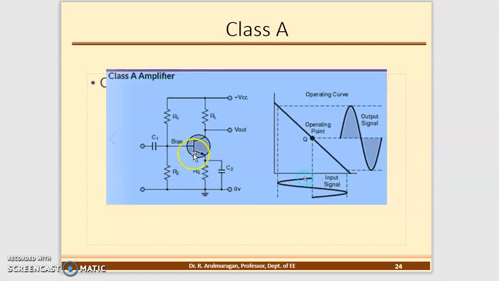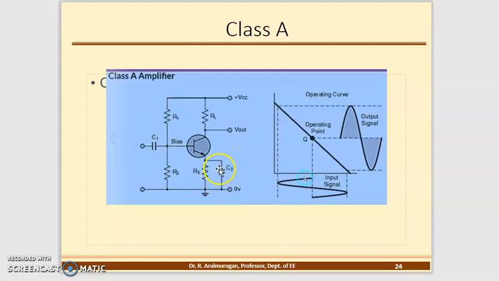Further, we added resistance on the base side, another on the load side, the output side, and another one is the bypass capacitor. The resistance on the base side is called the bias resistance, used for biasing. Another one is the bypass.